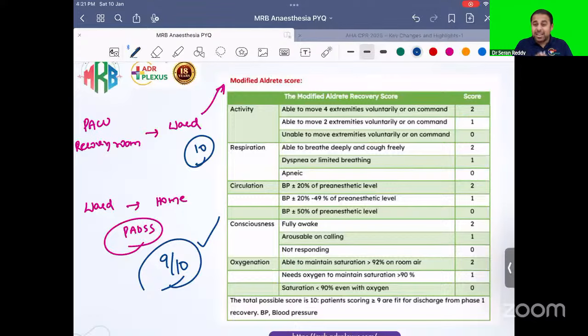No need to learn this by heart. This is just for your understanding. They won't go in deep about what are the components. So there will be 5 components. Maximum score is 10, minimum score is 0. At least the score required to discharge is 9 out of 10. Please remember. The another thing is PADS, post-anesthesia discharge scoring system.